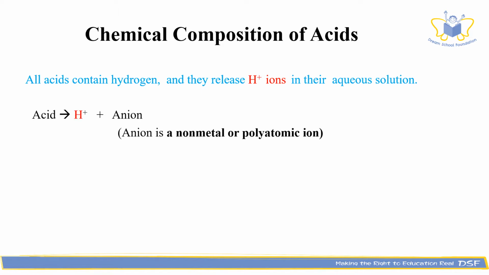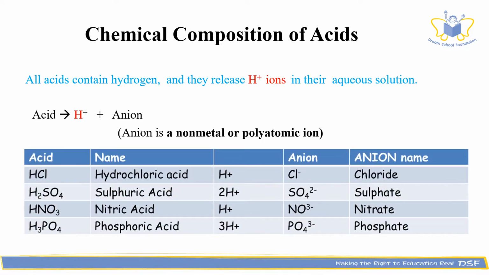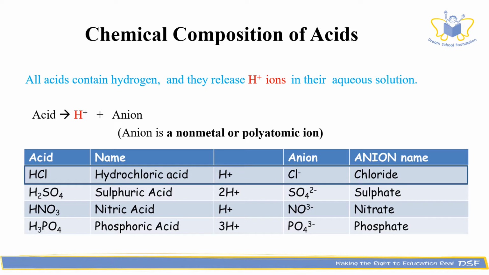Acid gives H plus plus anion. Anion is a non-metal or a polyatomic ion. In the table below are a few examples. For example, first one, HCl, called hydrochloric acid, gives H plus and anion Cl minus, anion name chloride. Second, H2SO4, called sulfuric acid, gives 2H plus and anion SO4 2 minus, anion name sulfate.